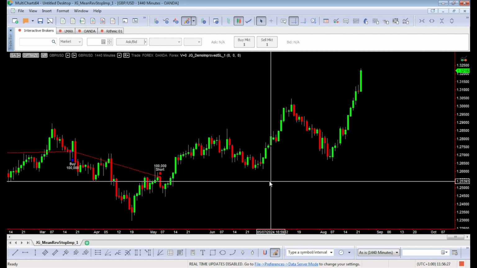What I'm going to do is run through pretty quickly, just show you the equity curves of each of the strategies, and I'll show you the optimization reports for some of the optimizations on the stop losses and the timed exits.